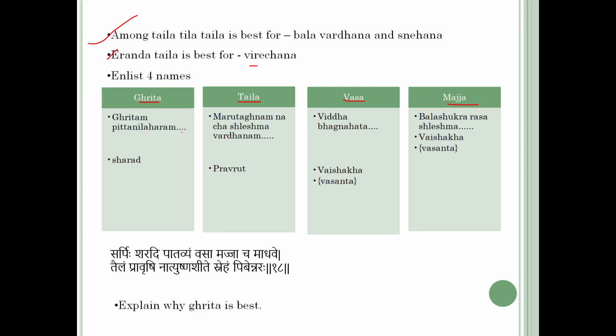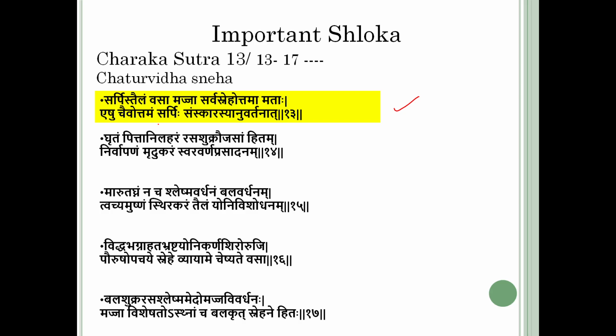Among that you have to write each guna of the sneha. You have seen it here and hope you will by-heart it. That is Ghritam Pitta Nilaharam Rasa Shukrojasamhitam Nirvapanam Mrudukaram Swara Varna Prasadanam. This you are going to write for Ghrita. And the next one Marutagnam Nachashleshma Vardhanam Balavardhanam Tvachamushnam Sthirakaram Tailam Yoni Vishodhanam. This you will write for Taila. So again Vidha Bhagnahata Bhrashtayoni Karna Shiroruji Paurushopachaye Snehe Vyayame Cheshyate Vasa. This you will write for Vasa. And Bala Shukra Rasashleshma Medo Majja Vivardhanaha Majja Visheshato Asnamcha Balagrat Snehane Hitaha. This you will write for Majja.